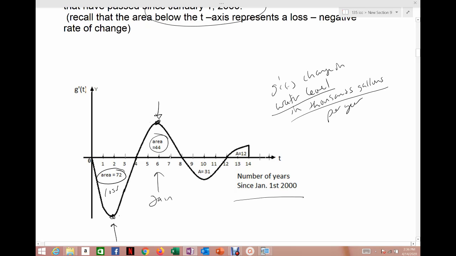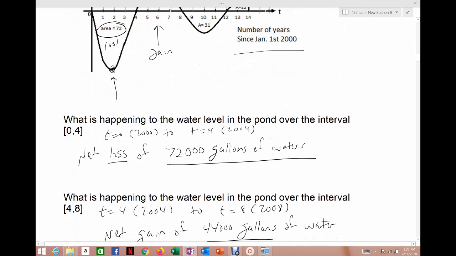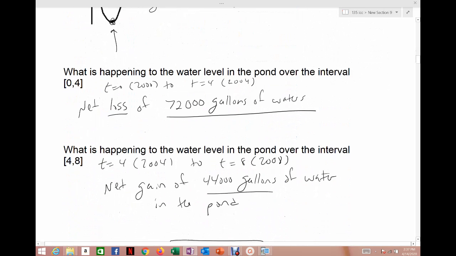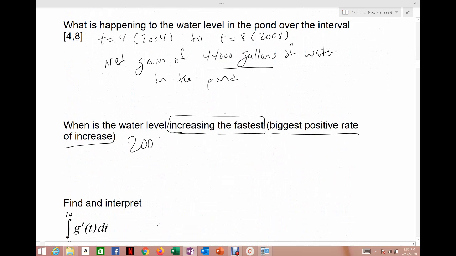The minimum would be down here. It's when it would be losing water the fastest. This would be when it's gaining water. This would be its fastest rate of gain, all right? When, again, that particular year would be a lot of rain, and so it's increasing really fast. And so, what year is that? Looks to be pretty close to 6, so I'm going to say 6. So 2006. So in 2006, the pond was gaining water the fastest. At the fastest derivative, fastest rate of change.